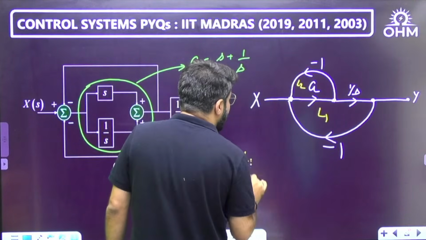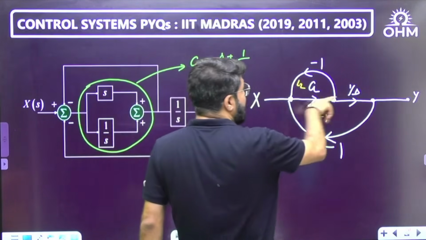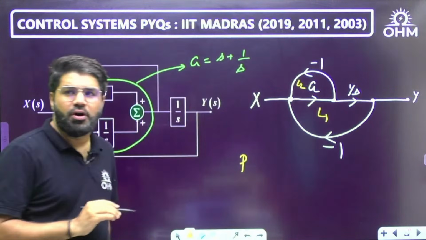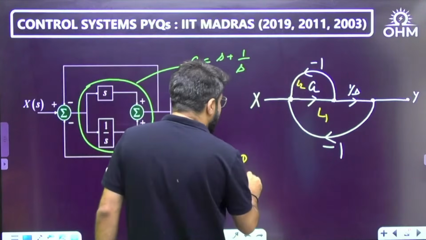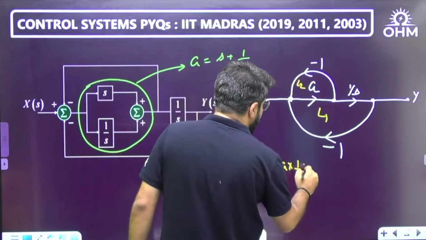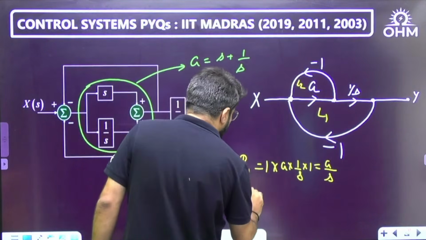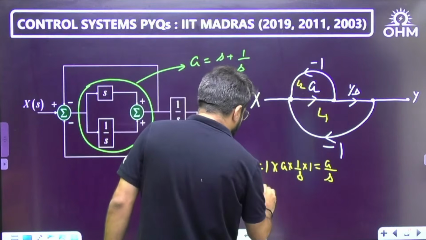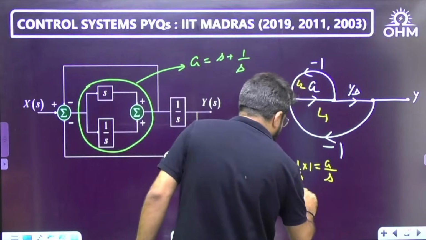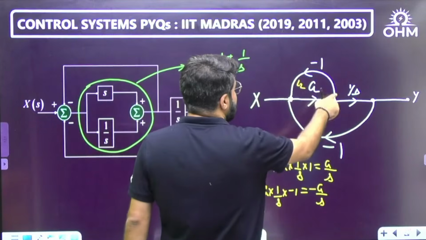What is my L1 loop, and what is my forward path? The only forward path is horizontal, because these two branches are in reverse direction, so they will not contribute to the forward path. The only forward path here is 1 into G into 1 by s into 1, so this is G by s. And what are the loops here? Loops are G into 1 by s into minus 1, so minus G by s. G we will substitute at the last. What is L2? G into minus 1.